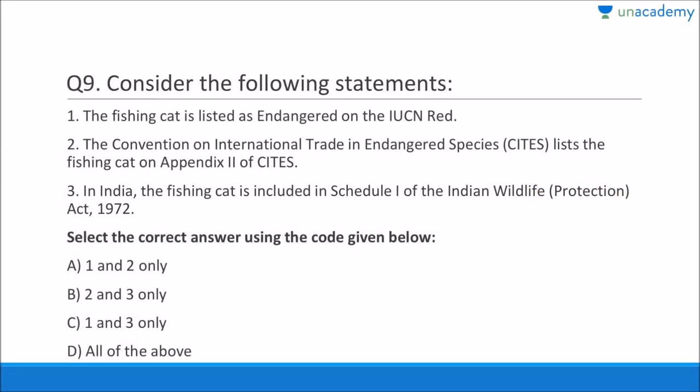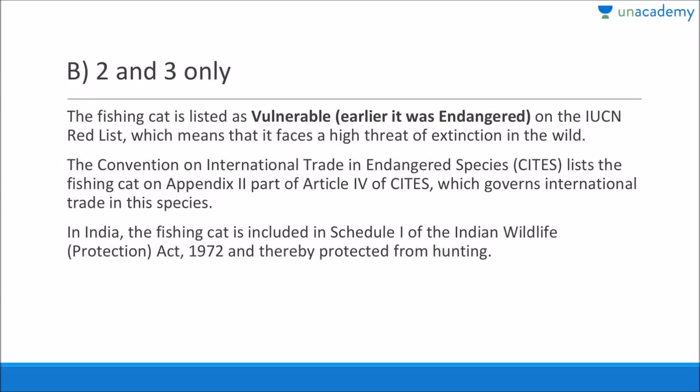Question number 9. The fishing cat is listed as endangered on the IUCN Red List. That is wrong. It is vulnerable. Earlier it was endangered. I have already told you. CITES lists the fishing cat in Appendix 2 of CITES. That is correct. In India, the fishing cat is included in Schedule 1 of the Indian Wildlife Protection Act of 1972. Both these statements are correct. Answer is B, 2 and 3. So it is located in Appendix 2. Okay. And earlier it was endangered.